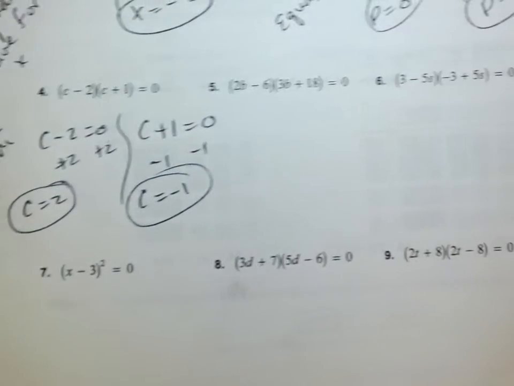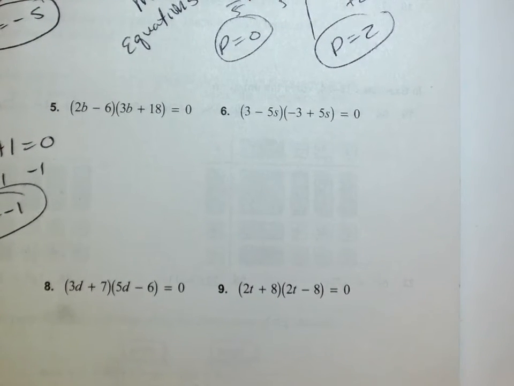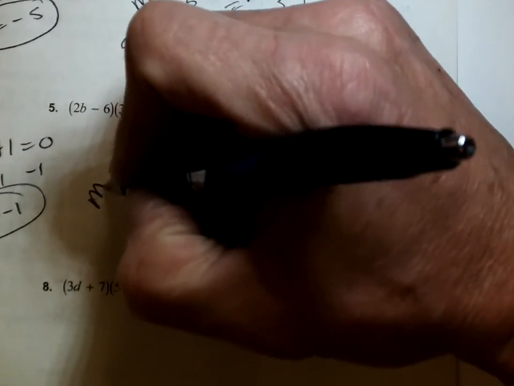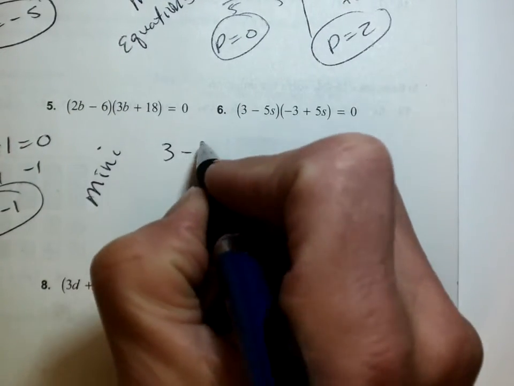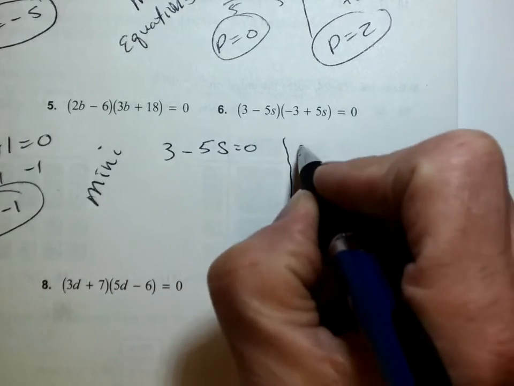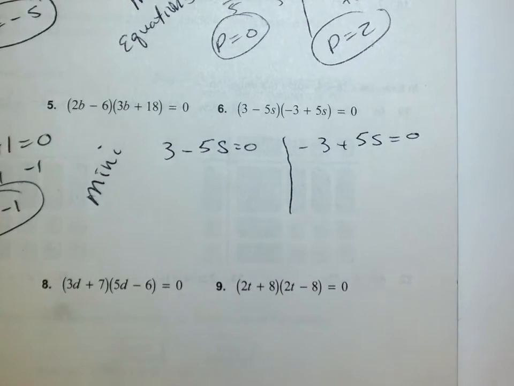Okay, example 6. Let's shift to example 6, okay? All right. How many answers? 2, right? Because there's 2 S's. So let's make our mini equations again. We're going to go 3 minus 5s equals 0 and minus 3 plus 5s equals 0. Okay, mini equations, right?